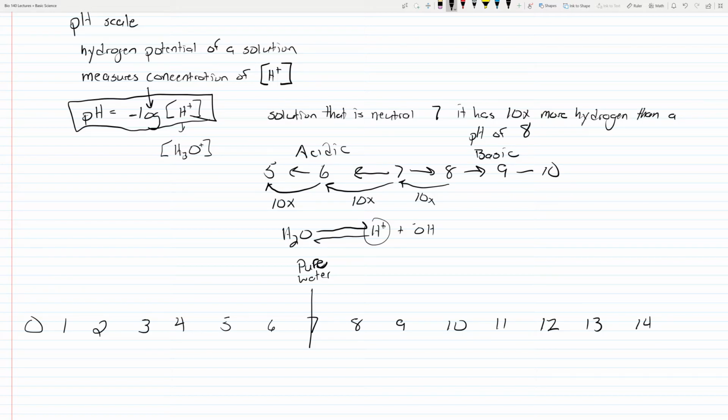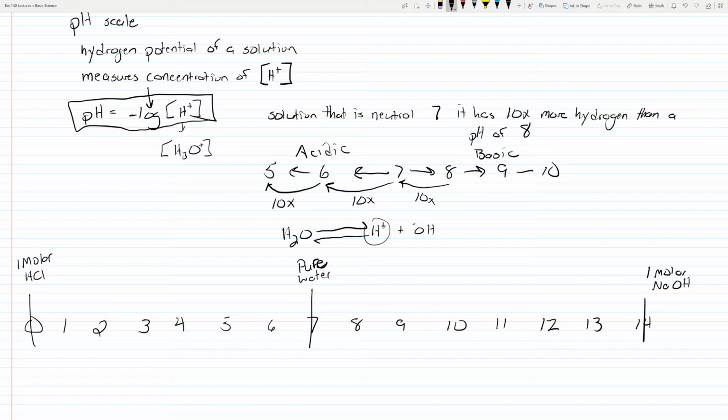Now if you get to the most basic end out here, this would be 1 molar sodium hydroxide, NaOH. And if you get over here to the 0, this is 1 molar HCl. That's moles per liter.